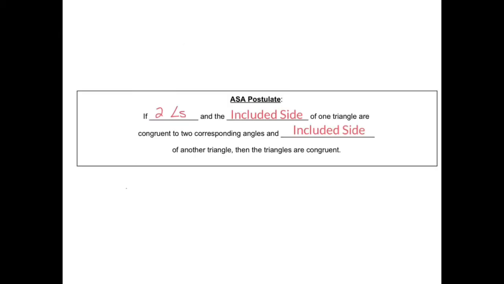So let's talk about the ASA postulate. If two angles and the included side of one triangle are congruent to corresponding angles and included side of another triangle, then the triangles are congruent. So the ASA stands for angle, side, angle.